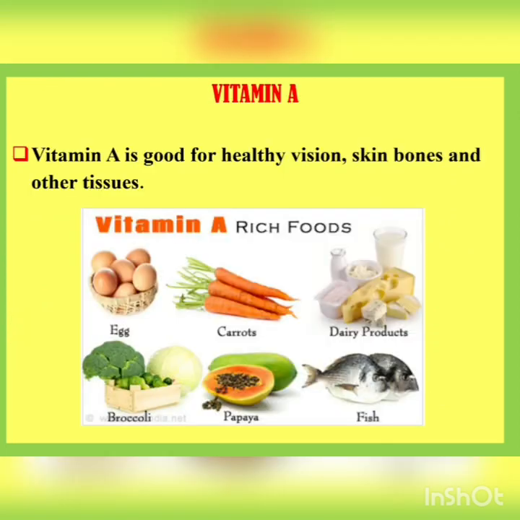First, vitamin A. What is vitamin A and how is it essential? We can get vitamin A from the following foods: egg, carrots, dairy products like milk, broccoli, papaya and fish. These are the sources of vitamin A. The function of vitamin A is that it is necessary for good eyesight and healthy skin. As written here, vitamin A is good for healthy vision, skin, bones and other tissues.